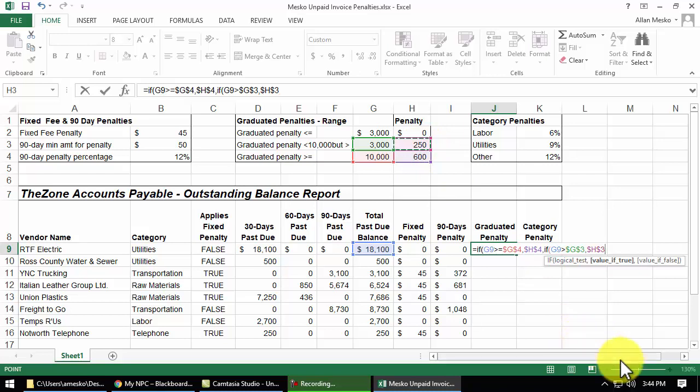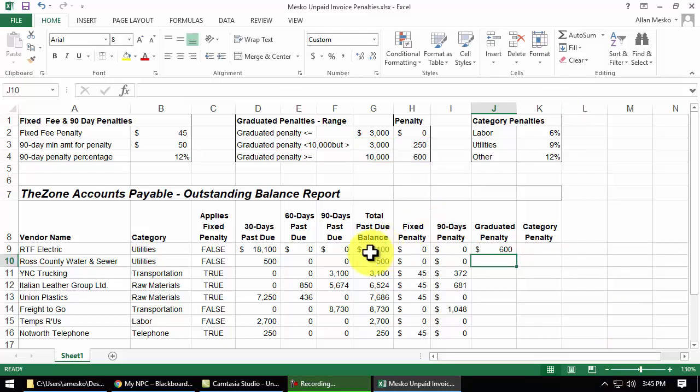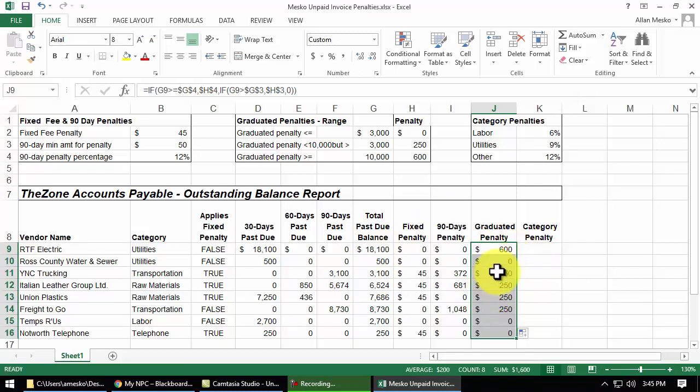Well, what if that's not true? Well, if that's not true, then we only owe 3,000 or less, don't we? So just 0. We don't need another IF, because we already know it's not more than 3,000. So we just put a 0 there, and we need 2 close parentheses. So this says this guy owes 600. If we copy it down, we get 250 that we owe on amounts between 3,000 and 10 grand, and nothing on that. Okay, that was number 4.